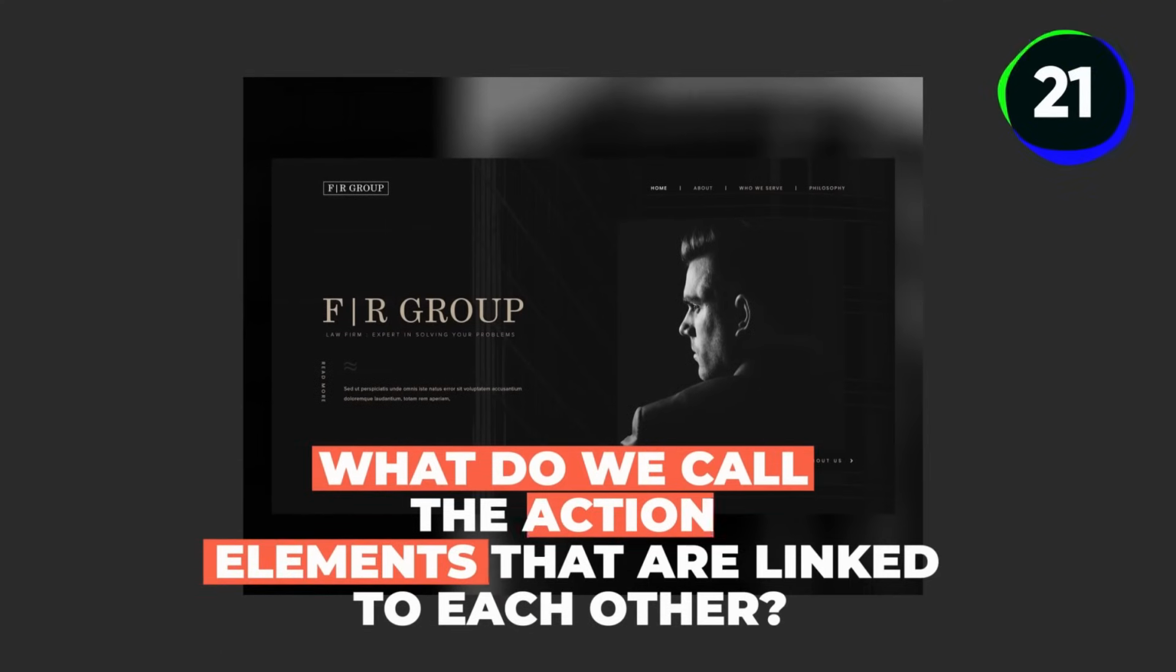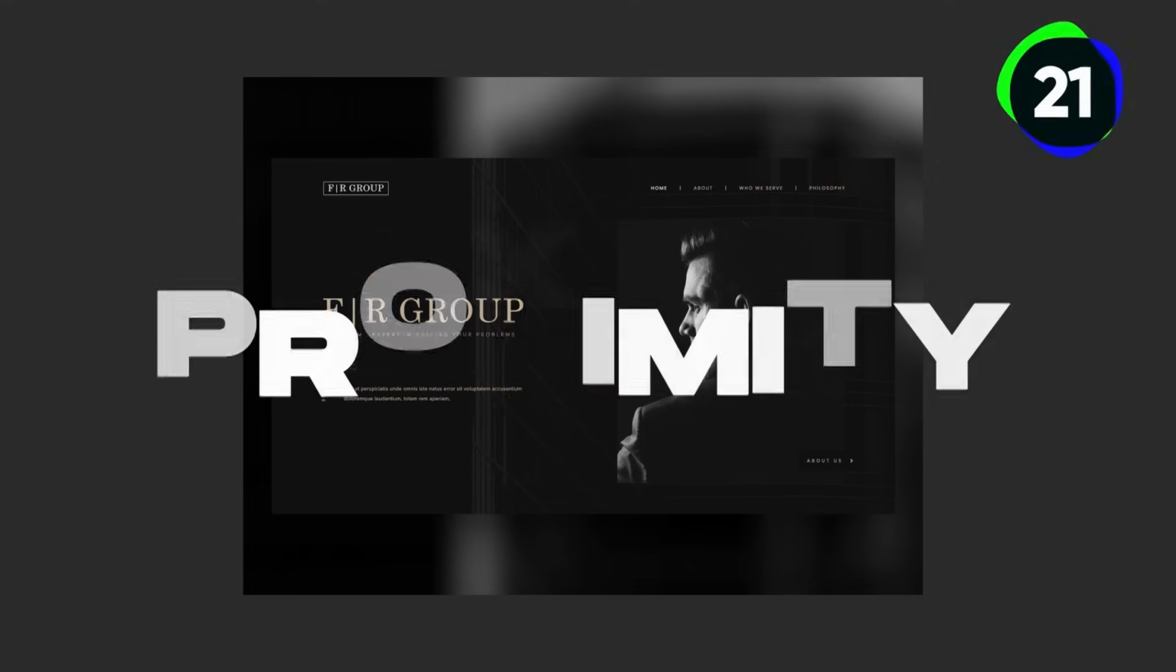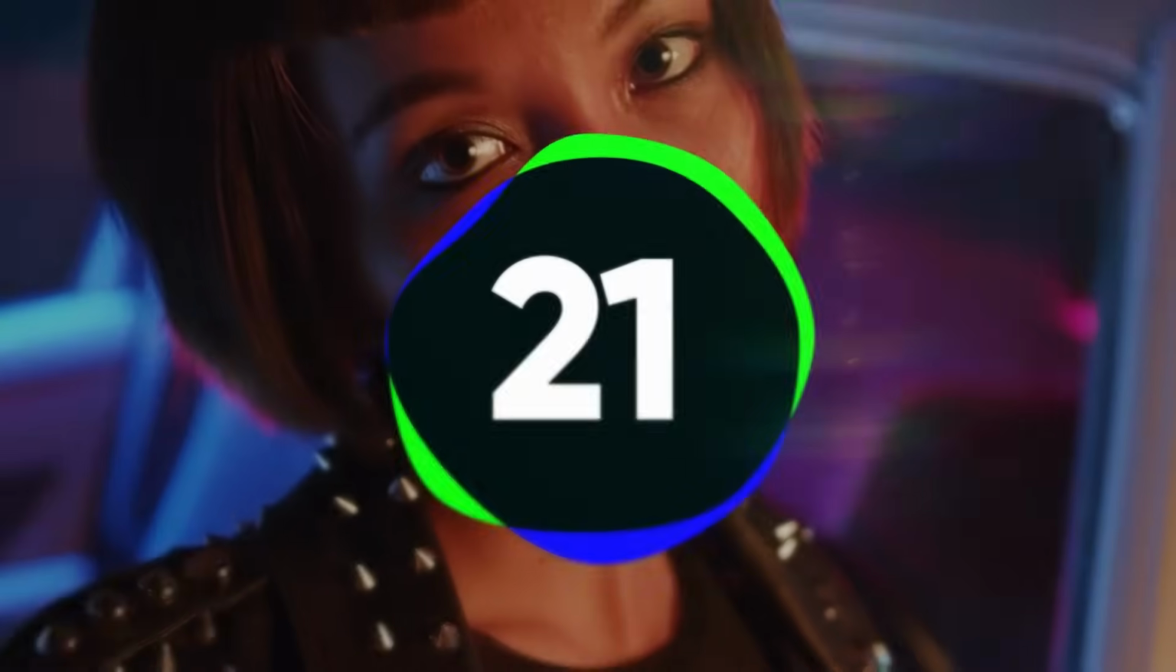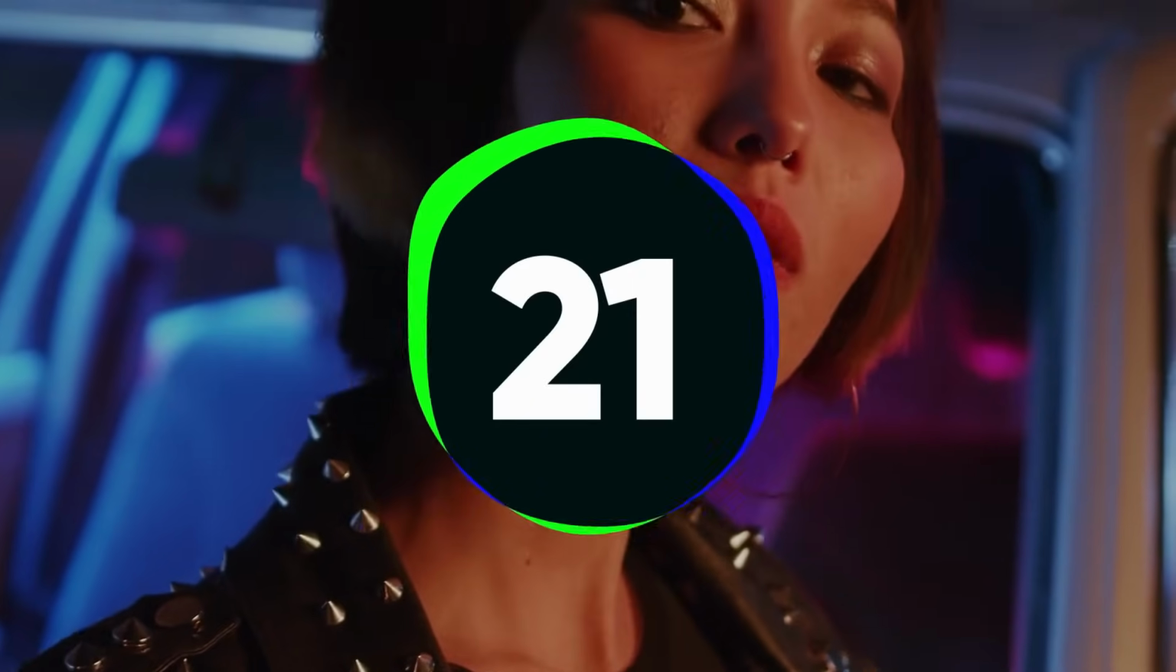And finally, for round 3, what do we call the action of grouping design elements together that are linked in some kind of way? This is known as proximity. And so at the end of that round, there is a possible 21 points up for grabs. But let's head into round 4.